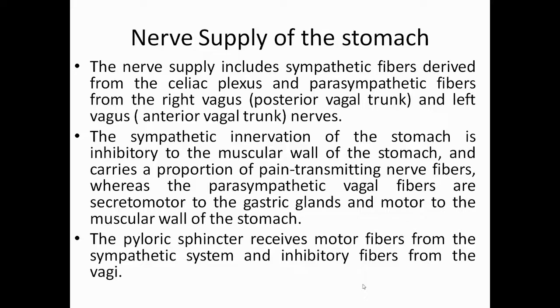Now we'll see the nerve supply. Nerve supply includes sympathetic fibers that derive from the celiac plexus and parasympathetic fibers from the right vagus and the left vagus nerve. The sympathetic innervation of the stomach is inhibitory to the muscular wall of the stomach and carries a proportion of the pain transmitting nerve fibers, whereas the parasympathetic vagal fibers are secretomotor to the gastric glands and motor to the muscular wall of the stomach. Pyloric sphincter receives motor fibers from the sympathetic system and inhibitory fibers from the vagus.